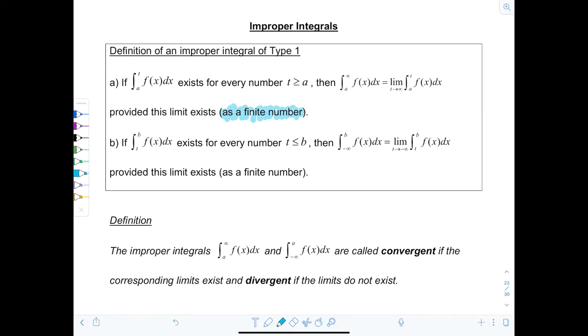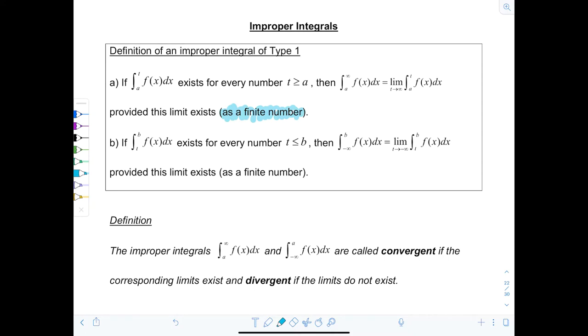And similarly, if the integral from t to b of f of x dx exists for every number t less than or equal to b, then the integral from negative infinity to b of f of x dx equals the limit as t approaches negative infinity of the integral from t to b of f of x dx, again, provided this limit exists as a finite number.